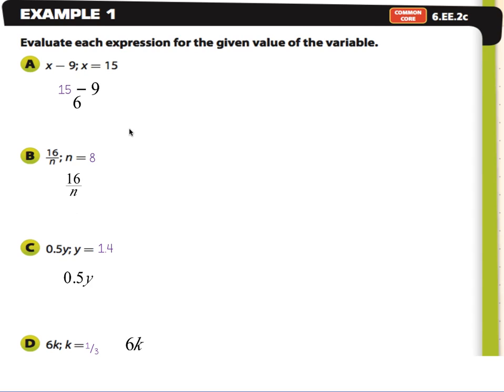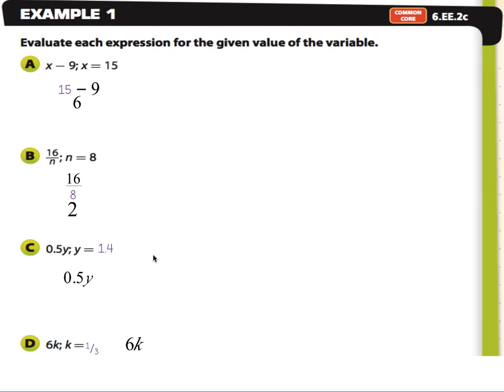as our answer. All right, so for the next problem, we have the expression 16 divided by n, where n is equal to 8. So we substitute 8 for the n, and the expression becomes 16 divided by 8, and we get a solution of 2.